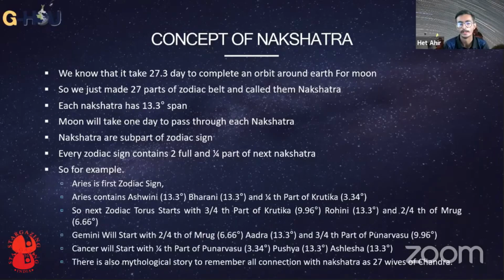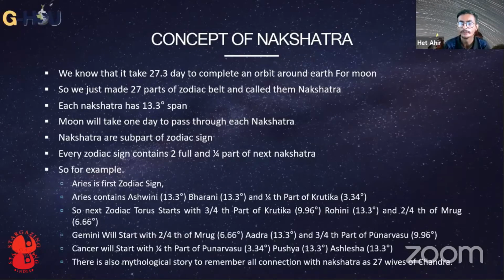After Taurus, we will have Gemini. It starts from the other half of Mrug nakshatra, one full Adra nakshatra, and 3/4 part of Punarvasu nakshatra. After Gemini, we will have Cancer. It starts with the remaining 1/4 part of Punarvasu, one full nakshatra of Pushya, and one full nakshatra of Aslesha. Here we can see one cycle that will be continued by the other zodiac signs.